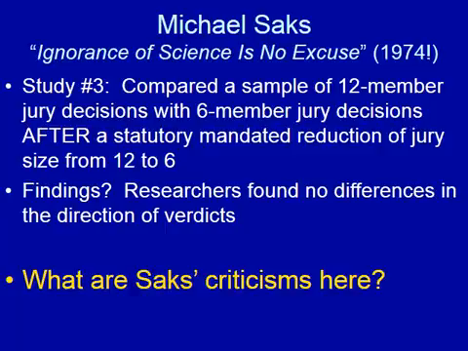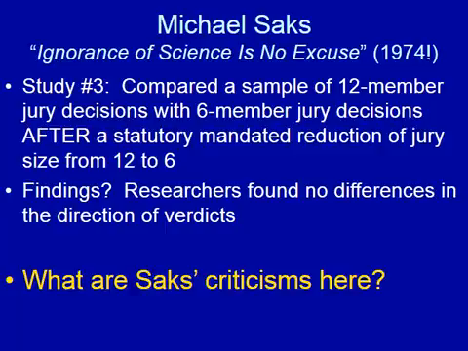Next, study number 3 compared a sample of 12-member jury decisions with 6-member jury decisions after a statutorily mandated reduction of jury size from 12 to 6. The researchers again found no difference in the direction of verdicts. They didn't even look here at damage awards, or it's unclear if they did. So that sounds good so far, right?